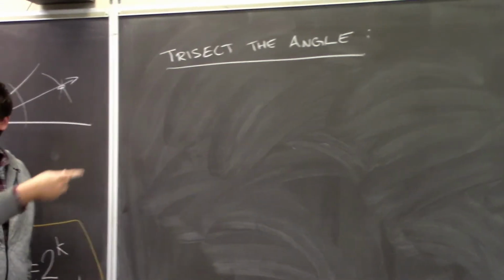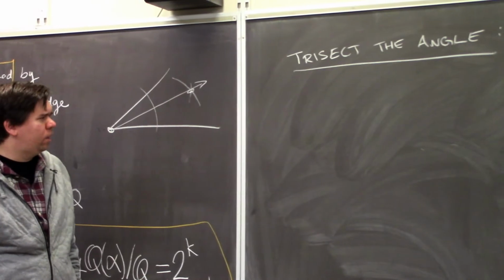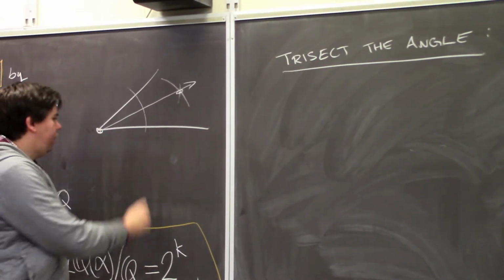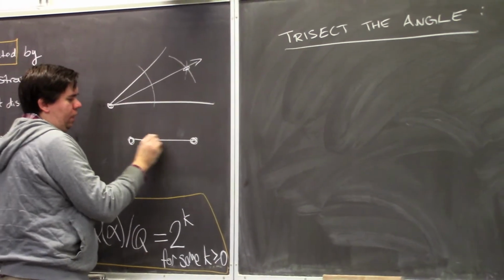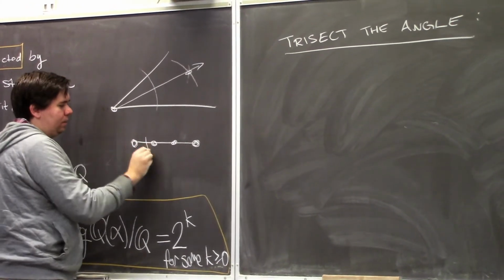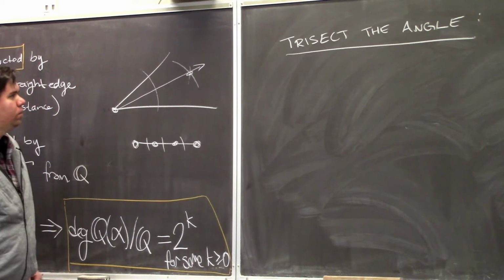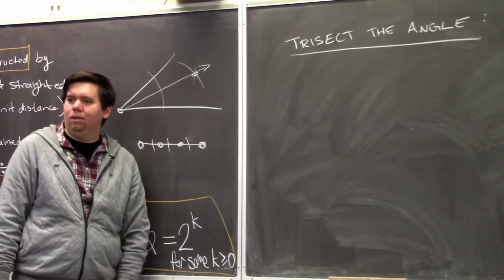You can trisect a line segment. You had a homework problem, like an exam problem, on this. If you have a line segment, you can break it into 3 equal pieces. So there was a way to trisect the line segment. But can you trisect an angle?